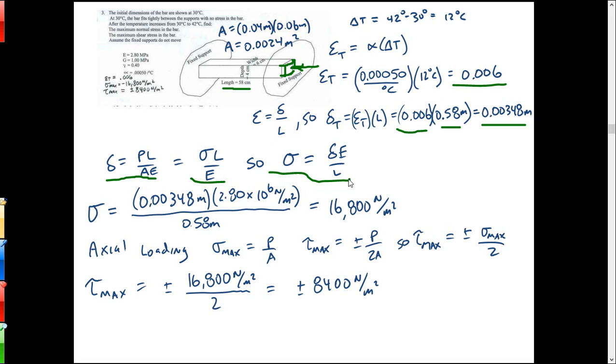So I've got all the stuff to plug in, so I plug it in and I get the stress, okay? 16,800 newtons per square meter. Okay.